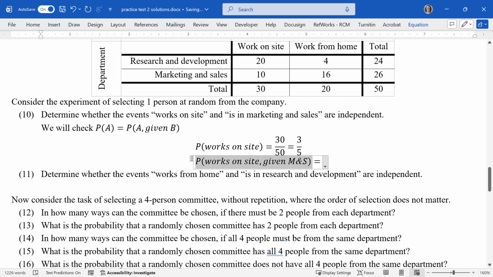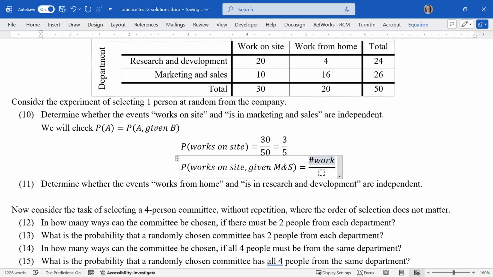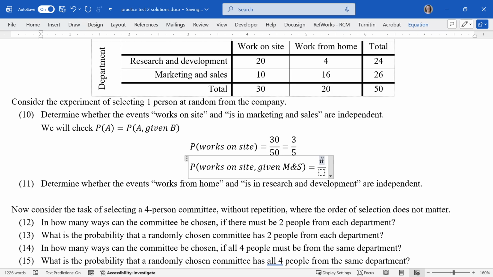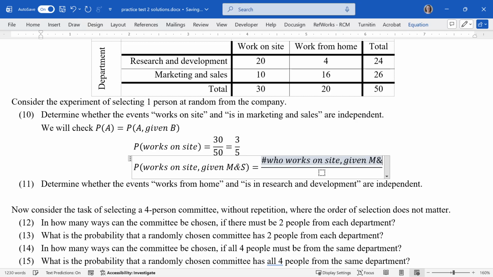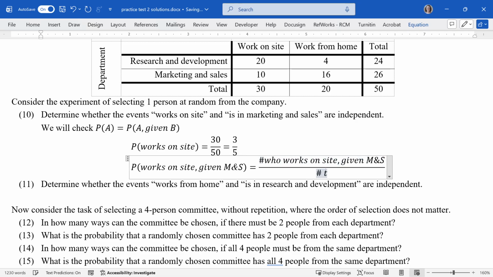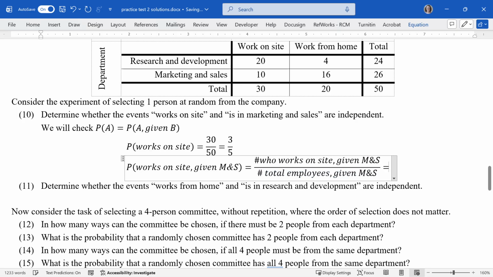Now, what if I know that they are in marketing and sales? So the given condition applies to both the numerator and the denominator of your fraction. So now what I want is the number who work on site, given that they are in marketing and sales. And then on the bottom, the number of total employees, but still given they're in marketing and sales. You're narrowing down both pools, the top pool and the bottom pool.